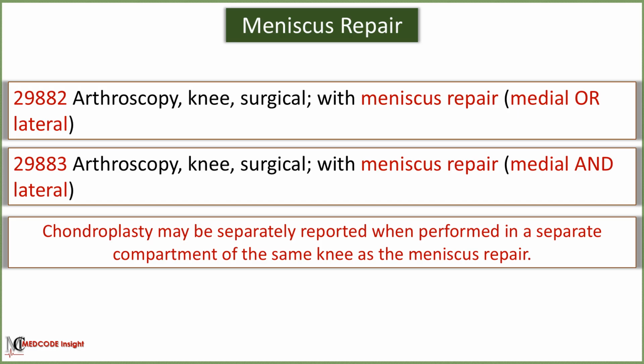CPT codes 29882 and 29883 report arthroscopy knee surgical with meniscus repair. CPT code 29882 reports a meniscus repair in either the medial or lateral compartment, while CPT code 29883 reports a meniscus repair in both the medial and lateral compartments. Chondroplasty may be reported separately when performed in a separate compartment of the same knee as the meniscus repair.